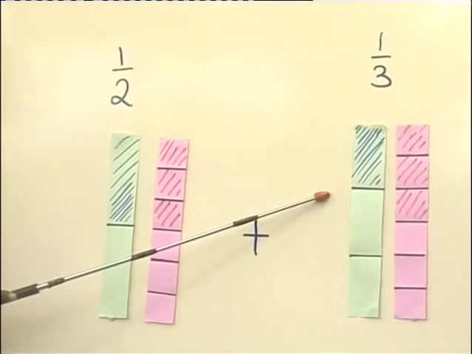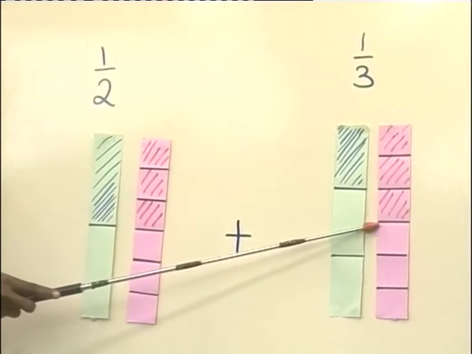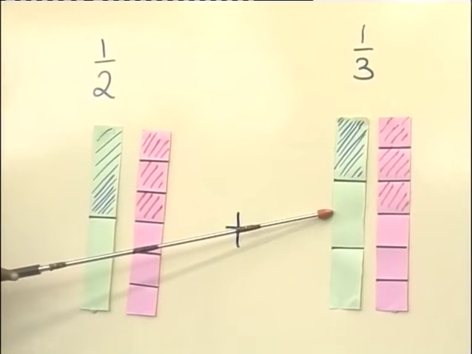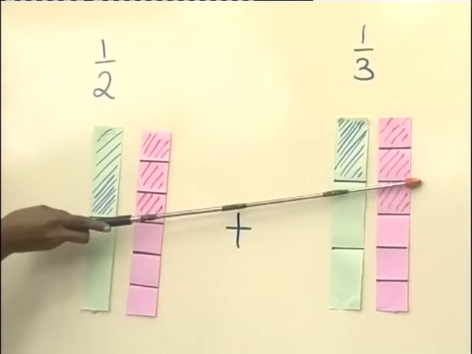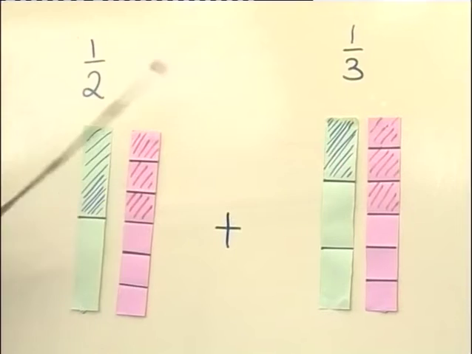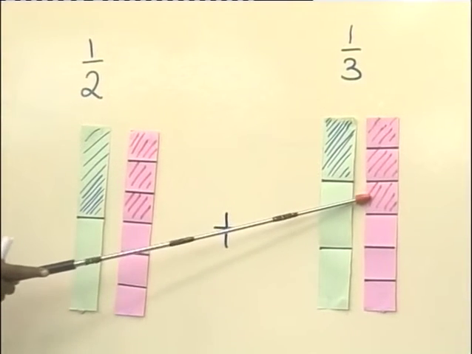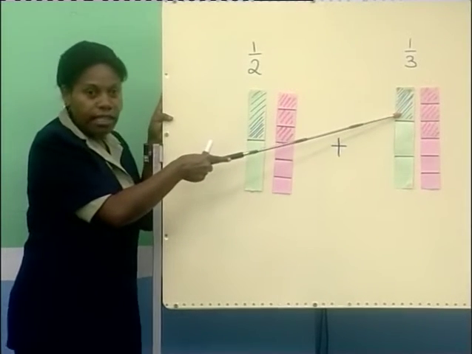1/3 is equivalent to how many 6? Here, our friend shaded in 3 6. Is it equal? No. So what should it be? 2 6. Yes, 2 6. All right. So this part here shouldn't be shaded in. Okay, we should only have this part. 2 6 is equal to 1/3.